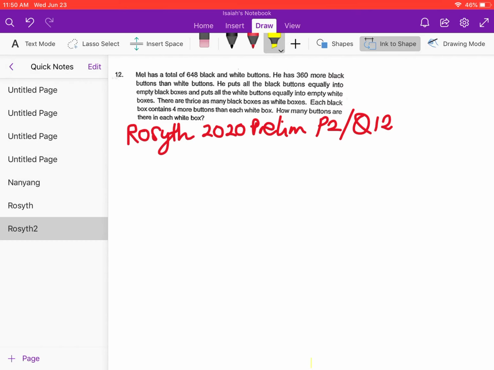The next question that we are looking at is from the 2020 Prelim paper from Rosyth, Paper 2, question 12. Before we start, let us take a minute or so to look at the question and highlight the important information.